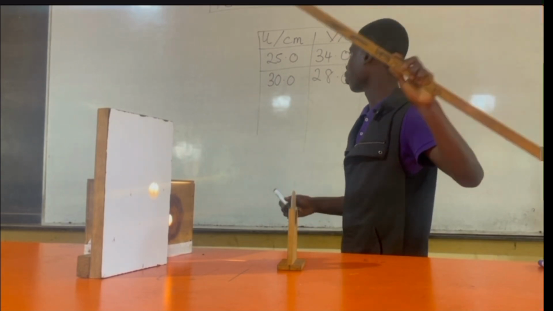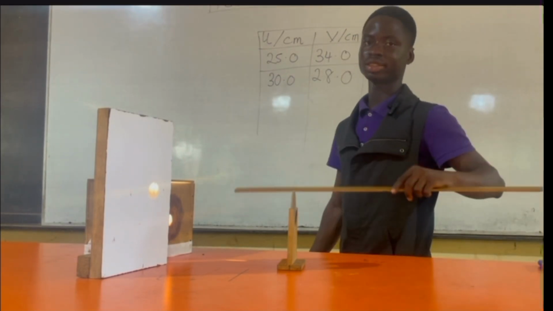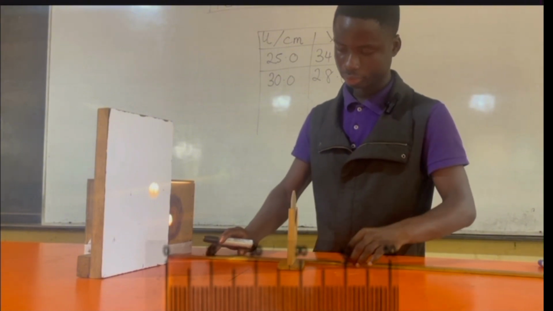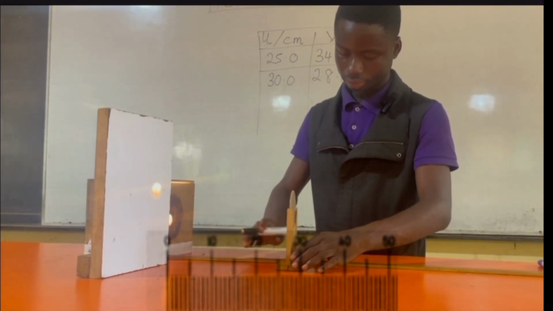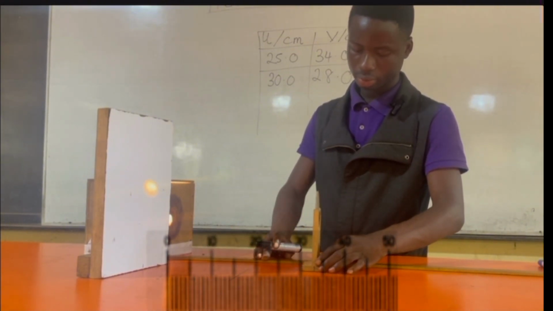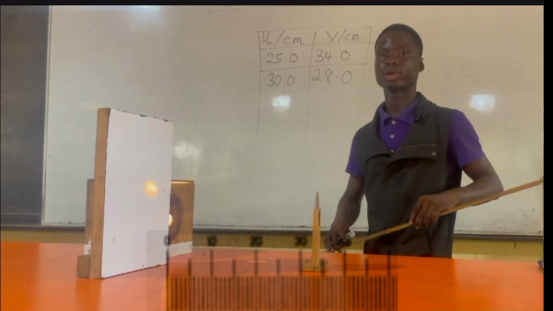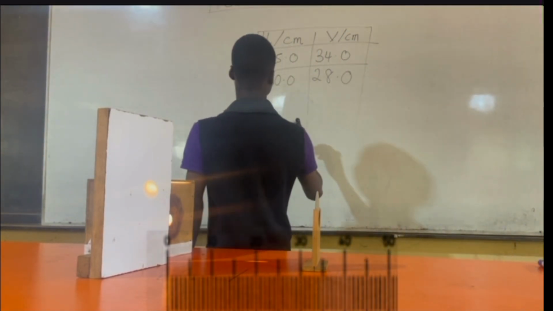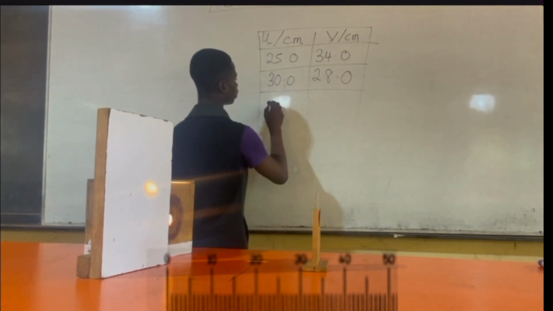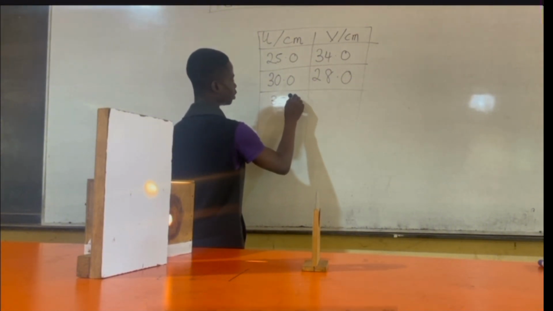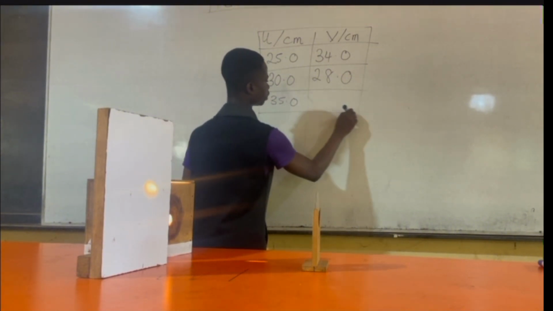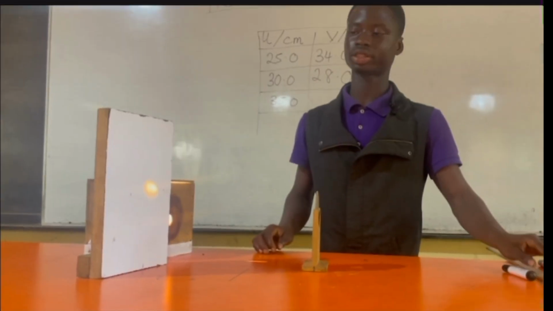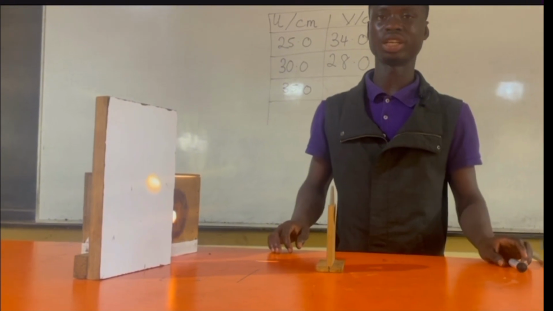We now set our object distance to 35. We have set our object distance to 35.0. Now we adjust the screen until a clear image is formed.